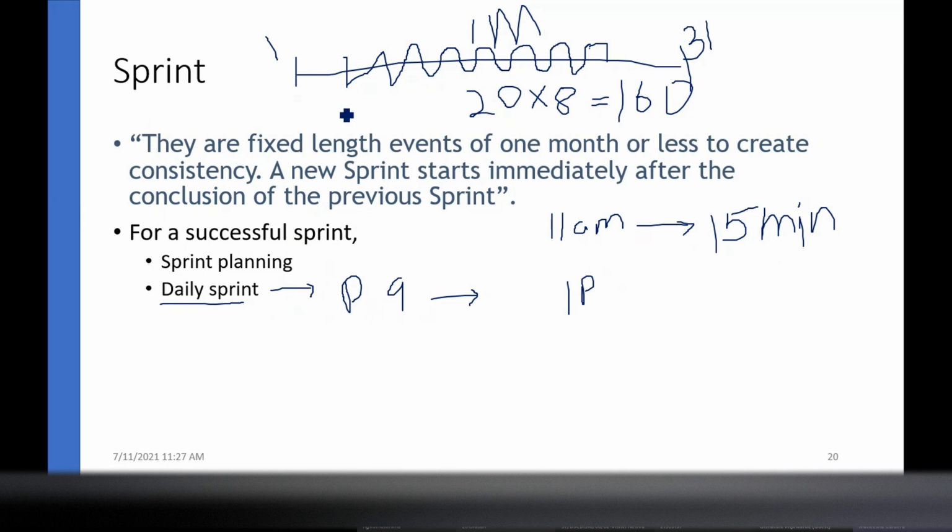Now this is a sprint. It's a lengthy process, and for the smallest thing, we are performing daily sprints. So daily, we are checking whether our progress is according to the planned progress.